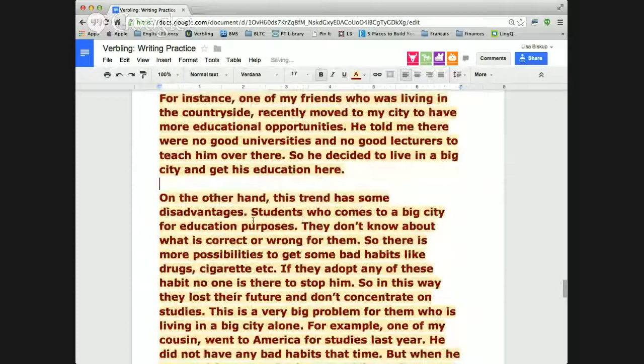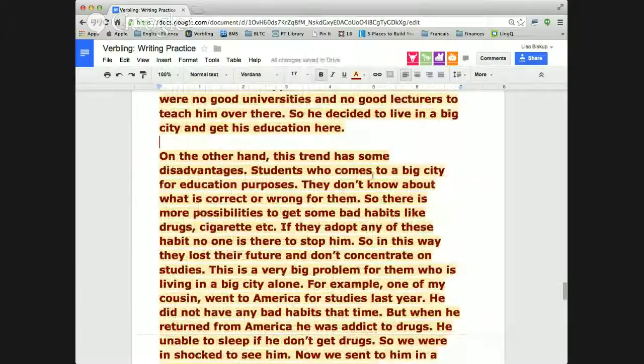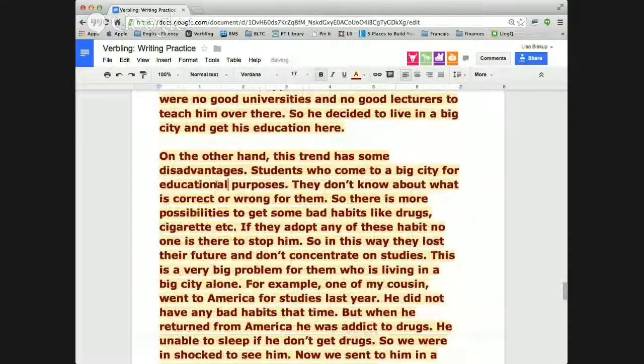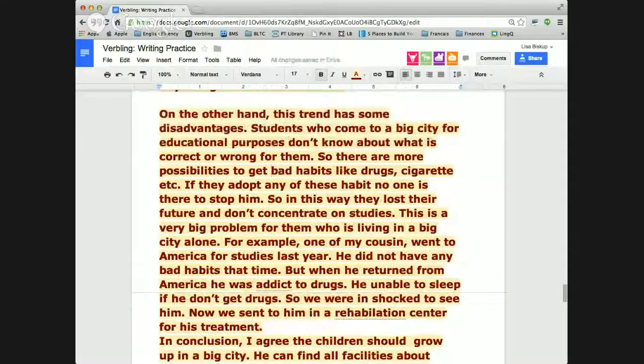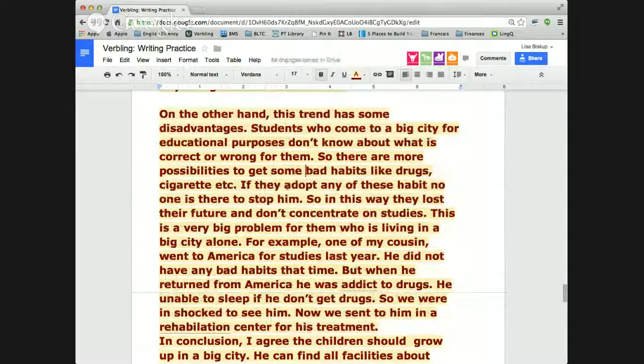On the other hand, this trend has some disadvantages. Students who come to a big city for educational purposes don't know what is correct or wrong for them. So there are more possibilities to pick up some bad habits like drugs, cigarettes, etc.